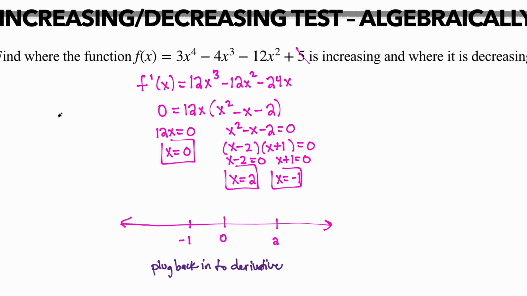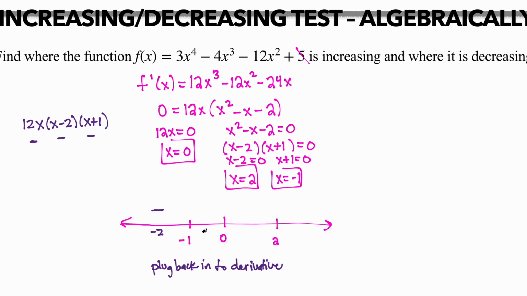So if I think of it in terms of 12x, x minus 2, and x plus 1, I can plug in numbers. So I'm going to choose negative 2. So if I try with negative 2, this will be negative. Negative 2 minus 2 is negative. Negative 2 plus 1 is also negative. 3 negatives will give me a negative number.